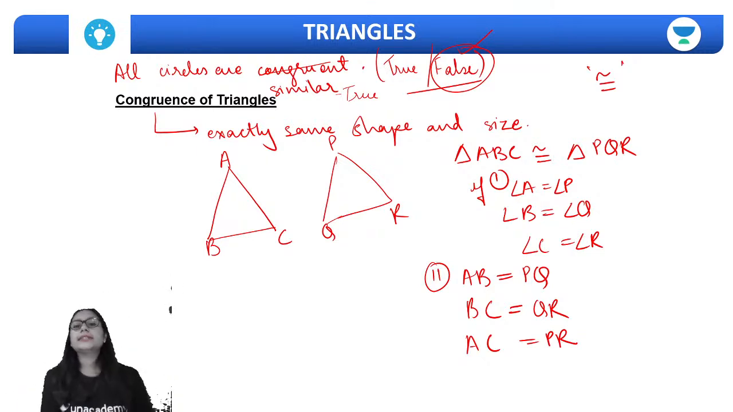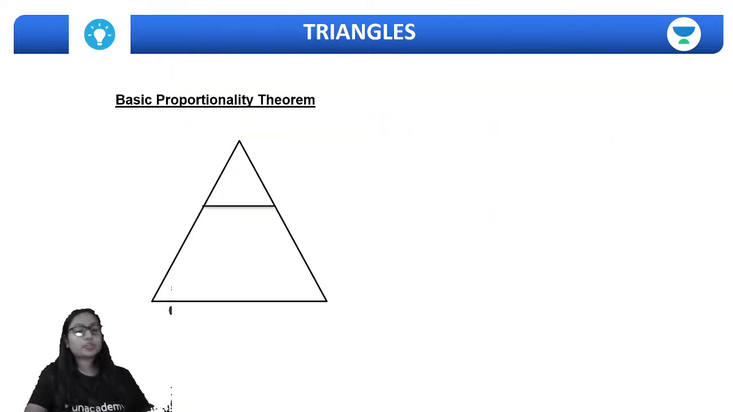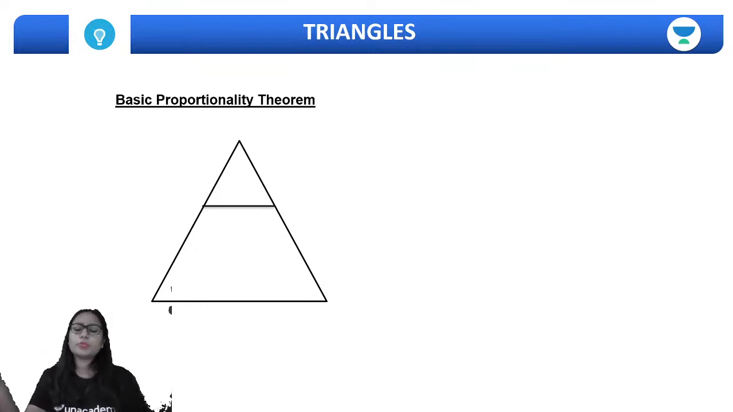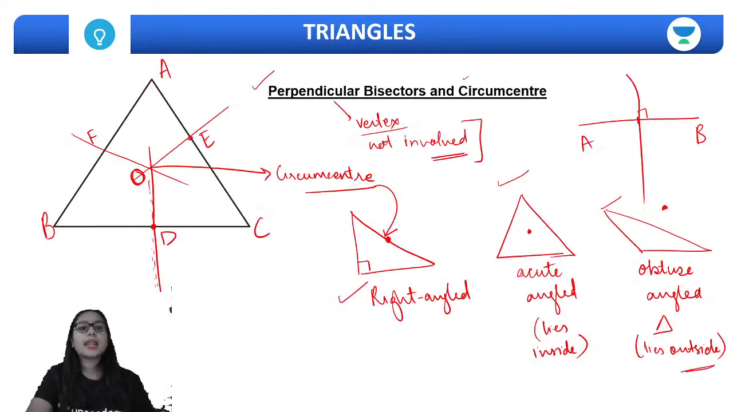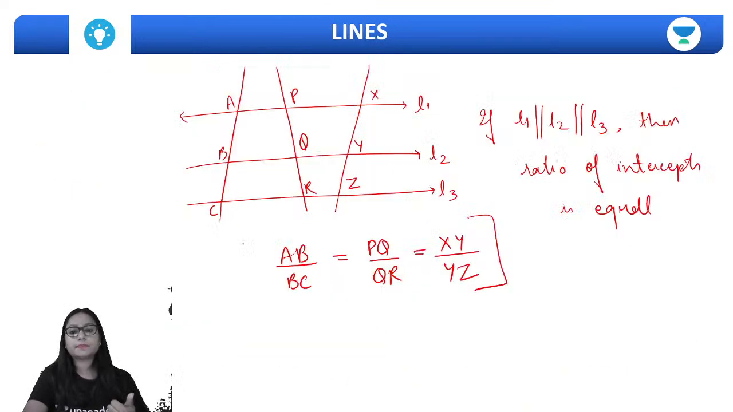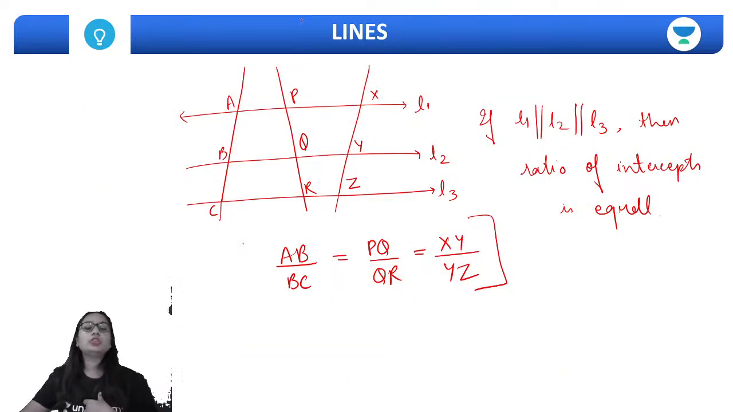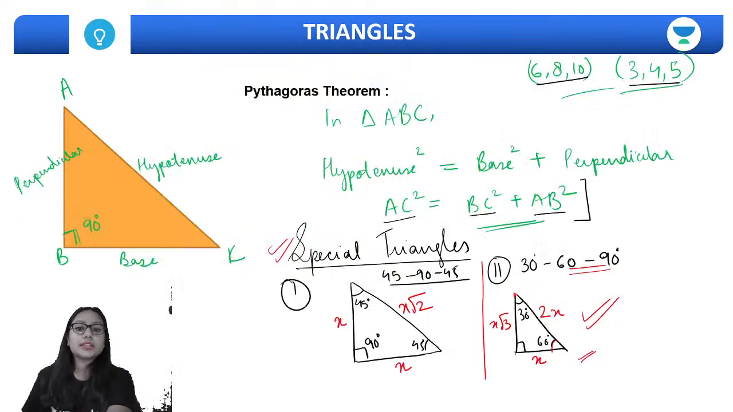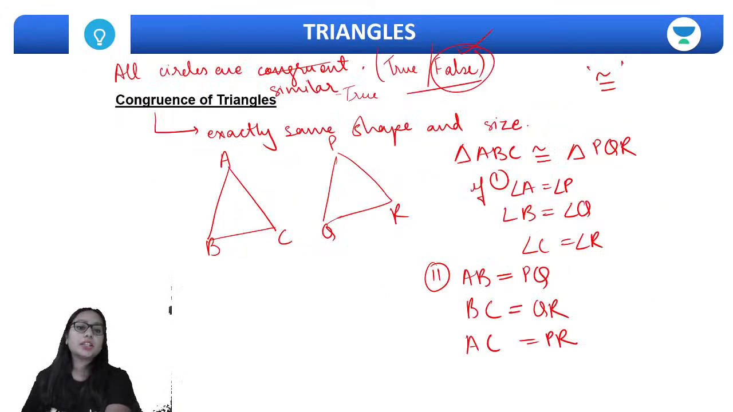Okay, so since this is clear, let us move on to the new topic now. Basic proportionality theorem. This is almost the same concept as the ratio of intercepts we did earlier in lines. In lines we discussed that if any two or more lines intersect a set of parallel lines, the ratios formed would be the same, right? So this concept is used here in basic proportionality theorem also.